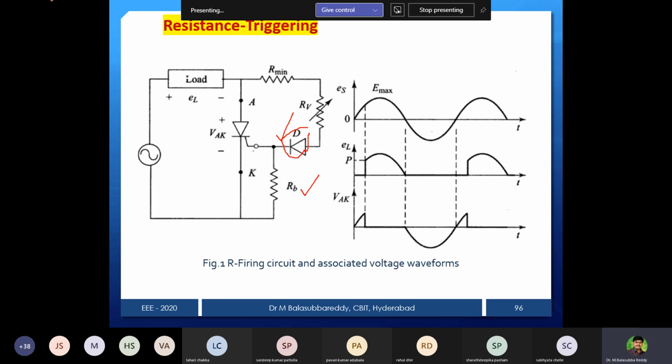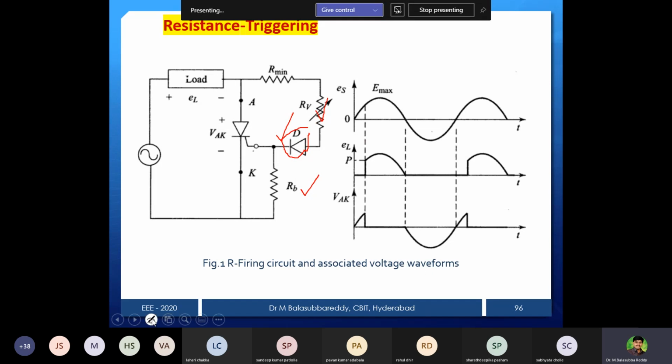Our intention in using this circuit is that whenever you want to fire the device, at that instant the gate current has to pass, and that current must be at least IG minimum, and the device is triggered. That is the process. Now you can vary the RV and get the control. So this is your R triggering.